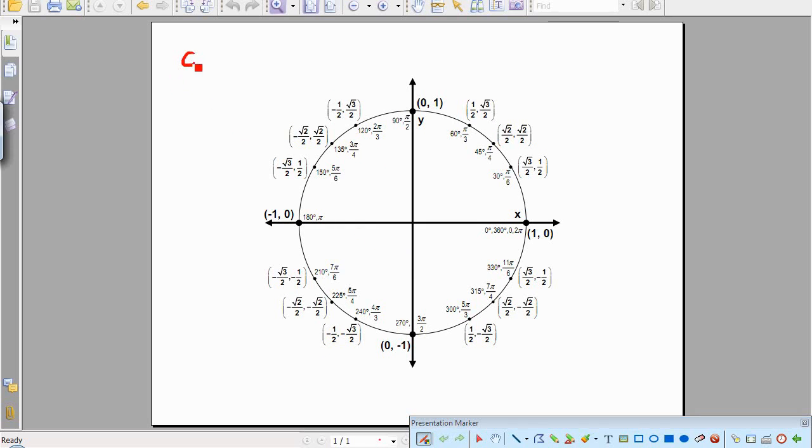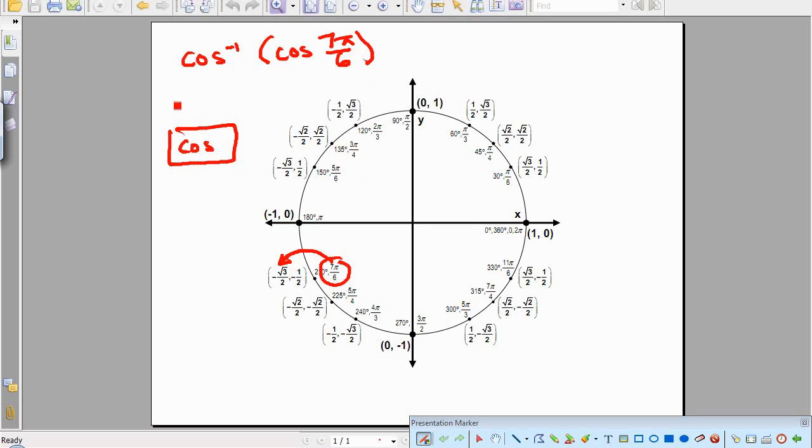How about cosine inverse of cosine of 7 pi over 6? If I look at 7 pi over 6, I find the ratio. I get negative radical 3 over 2. So from a function box perspective, in goes 7 pi over 6 into cosine, and the ratio that comes out is negative radical 3 over 2. So right now I can write cosine inverse of negative radical 3 over 2.